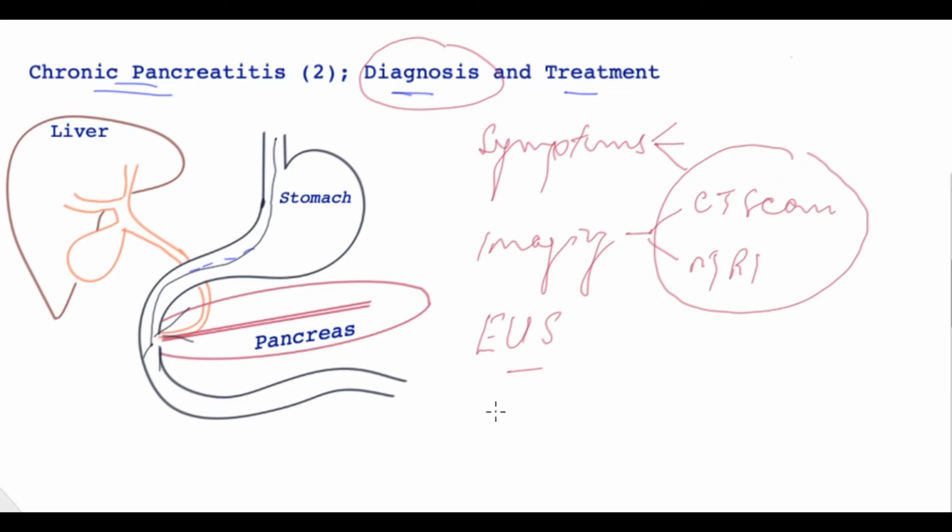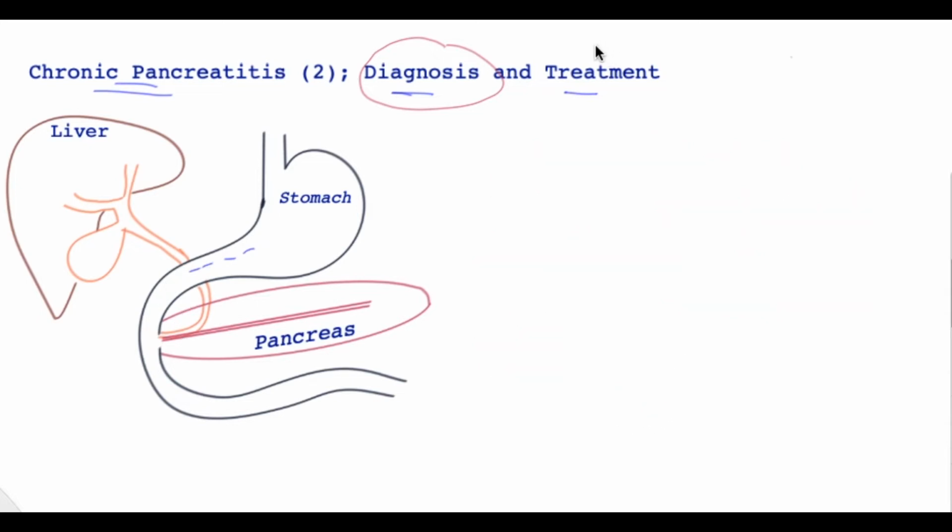It is rare, but in some instances, pancreatic function tests are performed in specialist units to determine whether or not the pancreas has lost its function of producing enzyme and whether a patient is either diabetic or may become diabetic soon. Okay, so now let's focus on the treatment of chronic pancreatitis.